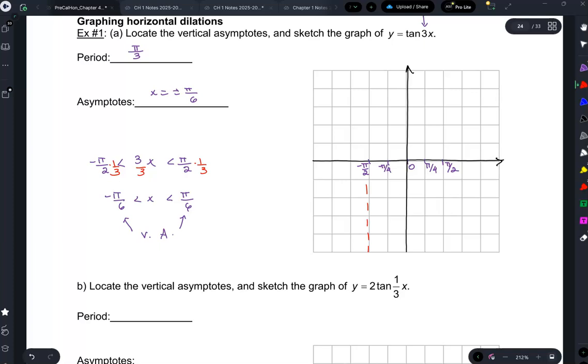At negative pi over 2, there is a vertical asymptote. At pi over 2, there is a vertical asymptote. If you don't put the asymptotes there, it is not a tangent graph, and I can't give you full credit.